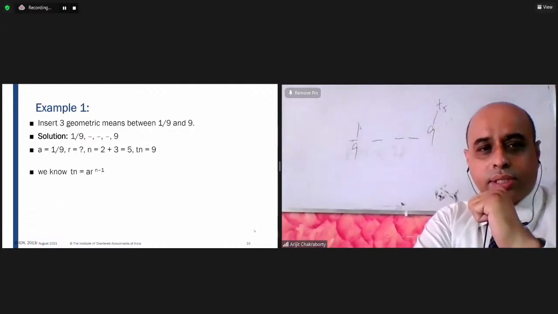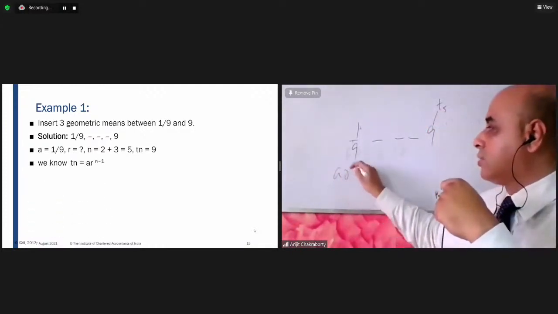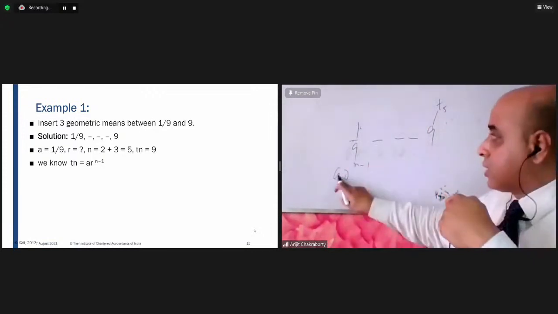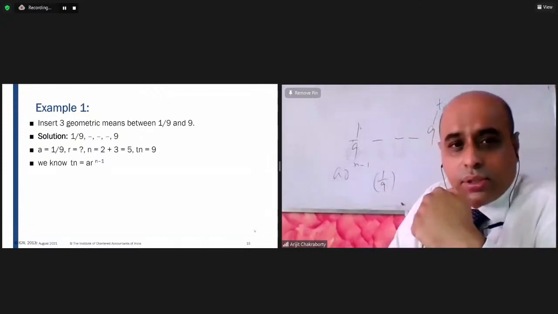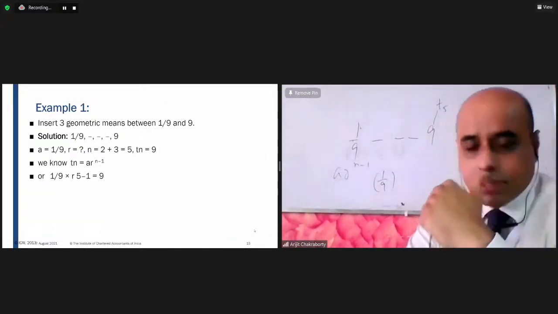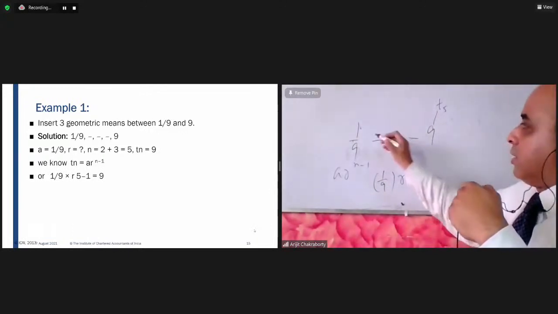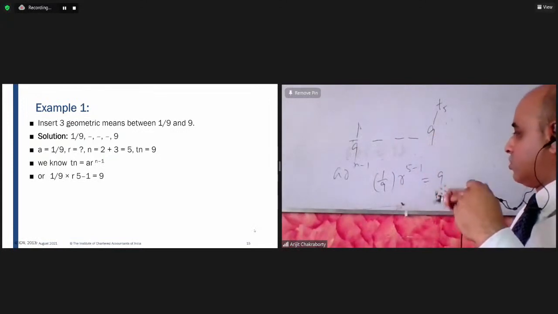So the question is, we are familiar with the formula A r to the power n minus 1. Here A is how much? A is 1 by 9. R we don't know, and n we know, n is 5. Okay, so what we get is r, n is 1, 2, 3, 4, 5. So 5 minus 1, this is equal to 9.